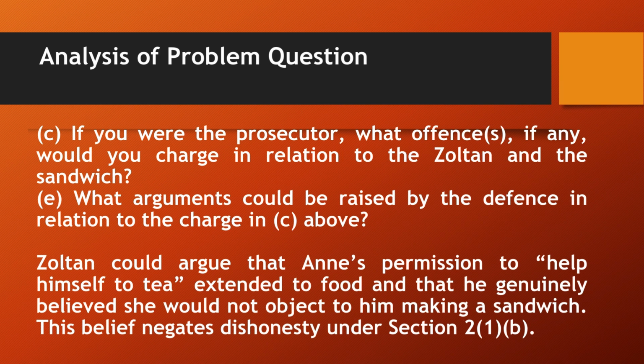In other words, Zoltan might argue that Annie's invitation to help himself to tea extended to making a sandwich and he genuinely believed he had her implicit consent. This defense would rely on Section 2(1)(b) of the Theft Act 1968, which states that a person is not dishonest if they believe they have the owner's consent.